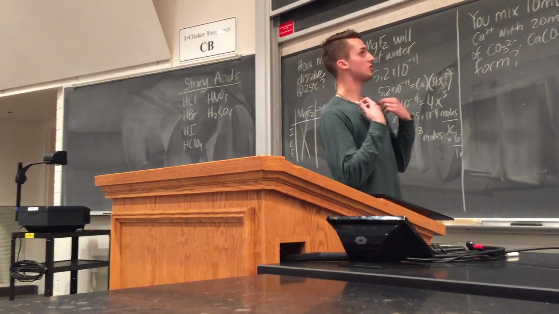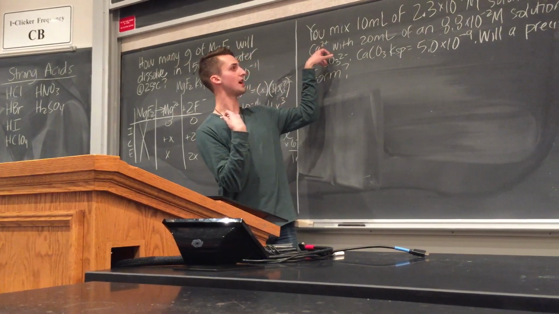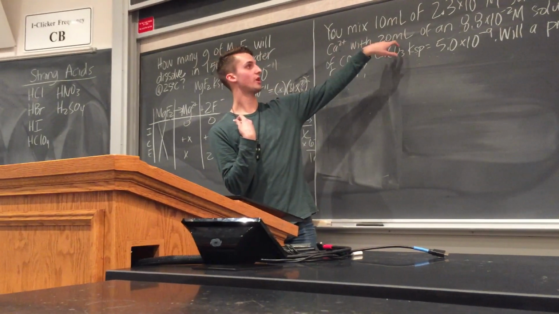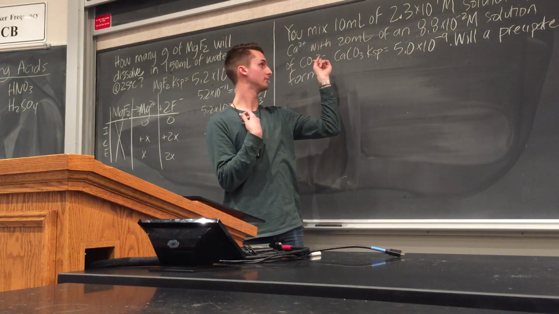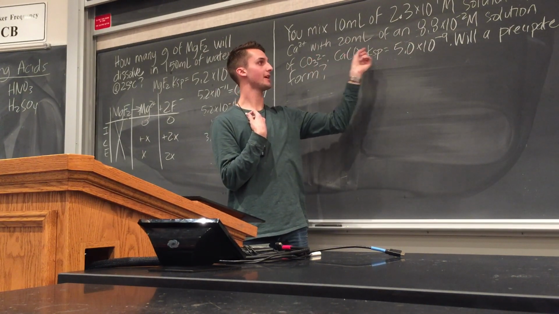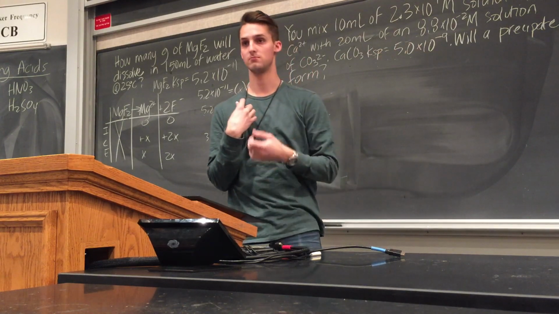Okay, so you mix 2.3 times 10 to the negative 4 molar solution of Ca2+ with 20 milliliters of an 8.8 molar solution of carbonate. Calcium carbonate, KSP is this. Will a precipitate form?